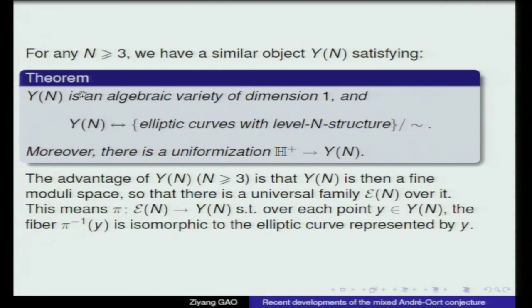Here I want to talk about level structure because when n is large enough, here n is larger or equal to 3, then this Yn is a fine moduli space so that we have a universal family over it. I call this universal family En. It means that we have a projection pi from En to Yn such that over each point small y in Yn, the fiber of pi is isomorphic to the elliptic curve parameterized by y.